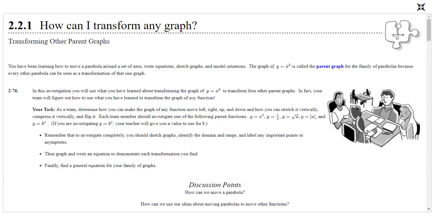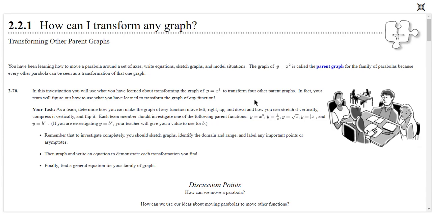Boom. So today we get to move on to 221, and we're going to talk about how we can transform any graph. So we've been looking at our little quadratic, usually in that vertex graphing form. And we went through, if we look at problem 76, and we were talking about ways we can transform that, right? Ways that we can move it.